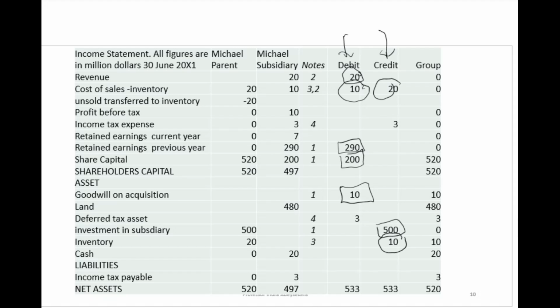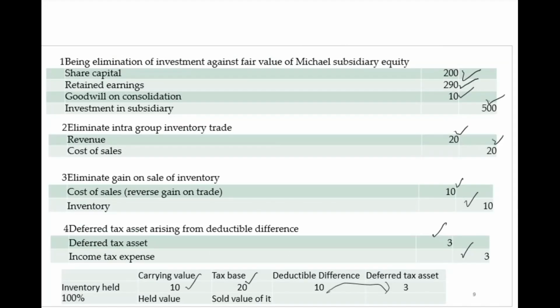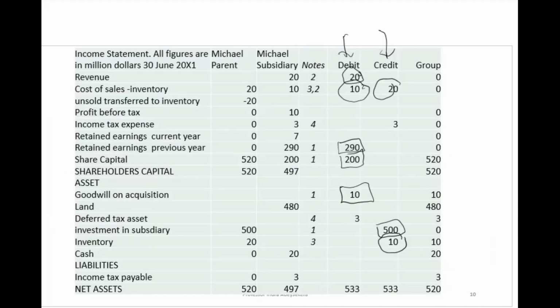Because our carrying value of the asset is lower than the tax base, there's a deferred tax asset of 3 million. So the fourth entry is to record the deferred tax asset of 3 million, and we credit that to income tax expense 3 million. Now we can add across, keeping in mind the debit and credit accounts and the debit and credit adjustment entries.